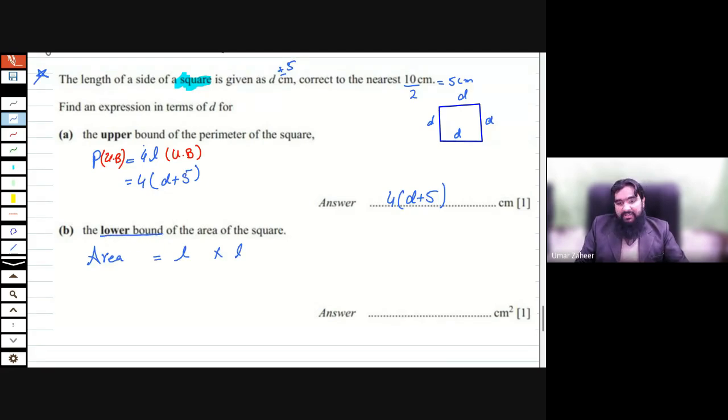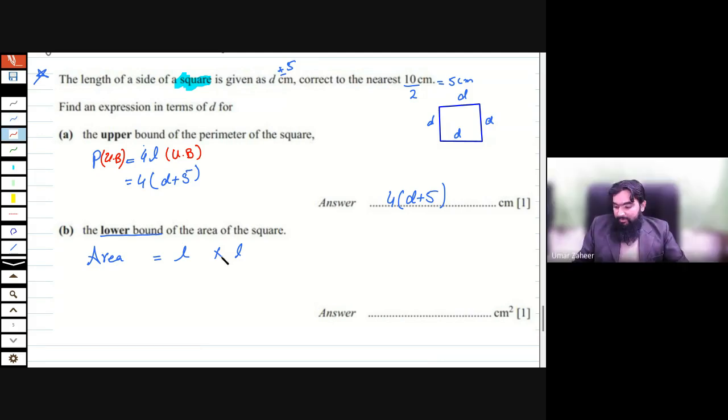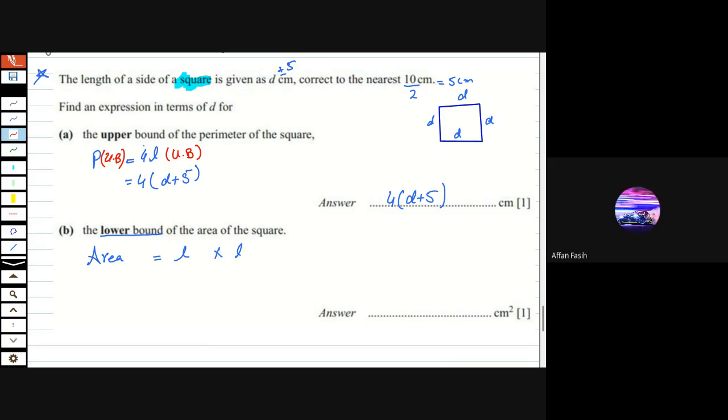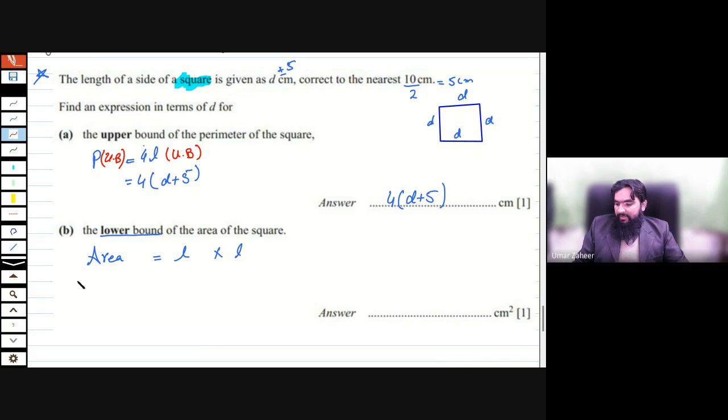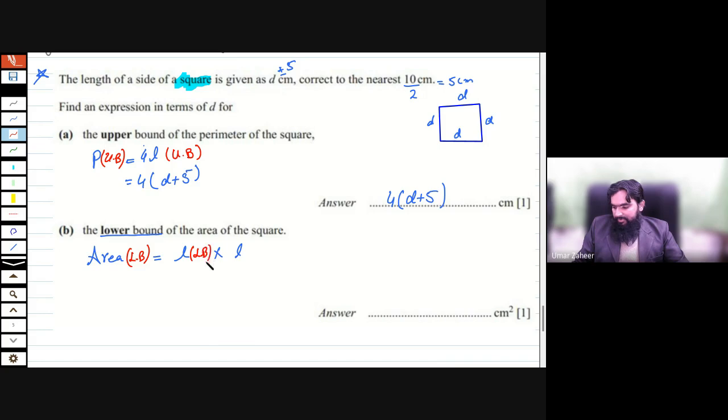Now he says that you have to find the lower bound. Is it the case of addition, multiplication, division, what is it? It's a multiplication case. And we just have to know, if you have to find the lower bound in multiplication, do you take the lower bound of the first value or the upper bound? The lower bound, for both values.